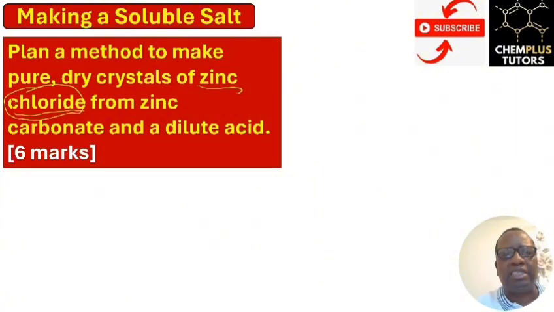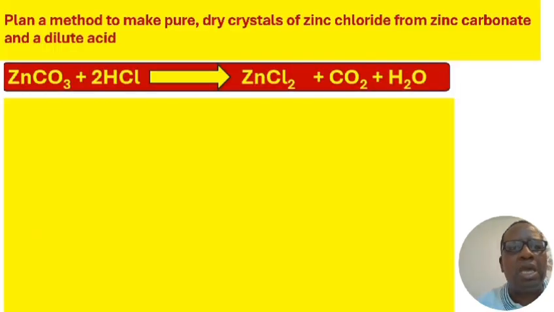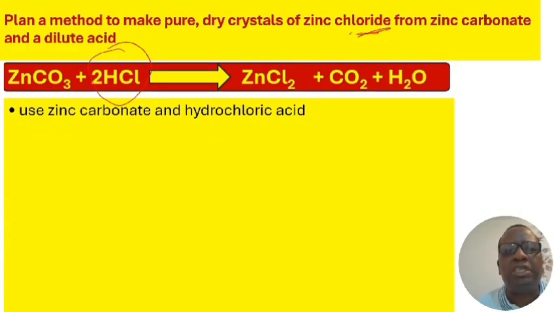Now then, let's have a look. You've got to be very clear if you want 6 marks on this question. Now, they did not ask you for the equation. But you know that if I am going to make zinc chloride, I need hydrochloric acid. So your first step there is to say use zinc carbonate and hydrochloric acid. You will be on the right path.